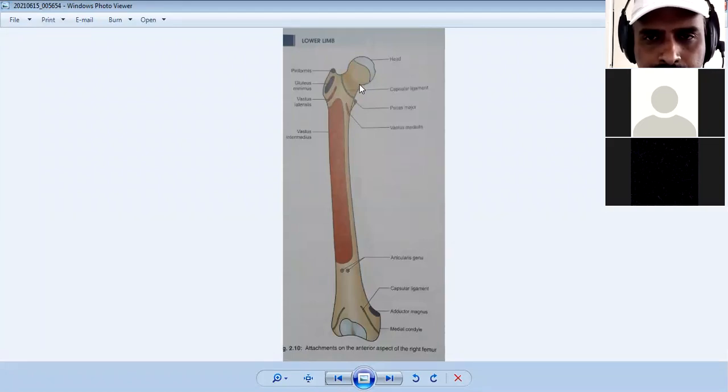That is the angle formed between the neck and shaft. This angle will be 125. And the angle of femoral torsion is about 15 degree. That is one which we get from the longitudinal axis. When we draw the longitudinal axis of the femur, of the upper end and the longitudinal axis of the lower end.